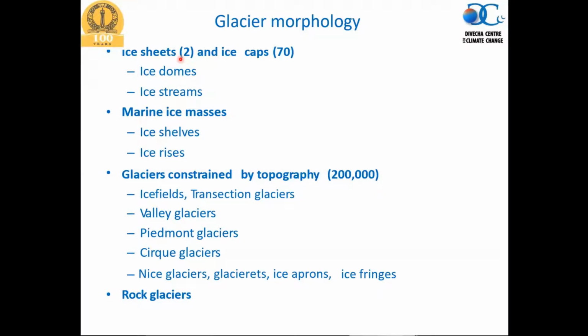extremely large ice, and its movement is not constrained by the topography. That means it is such a huge thickness that the underlying topography is not influencing its movement. And there are certain ice caps, there are 70 ice caps on the globe. Ice caps are relatively small, but they are on a plateau, either a mountain plateau or so. So there are ice domes and ice strips. Then there are marine ice masses, which are called ice shelves and ice rises.